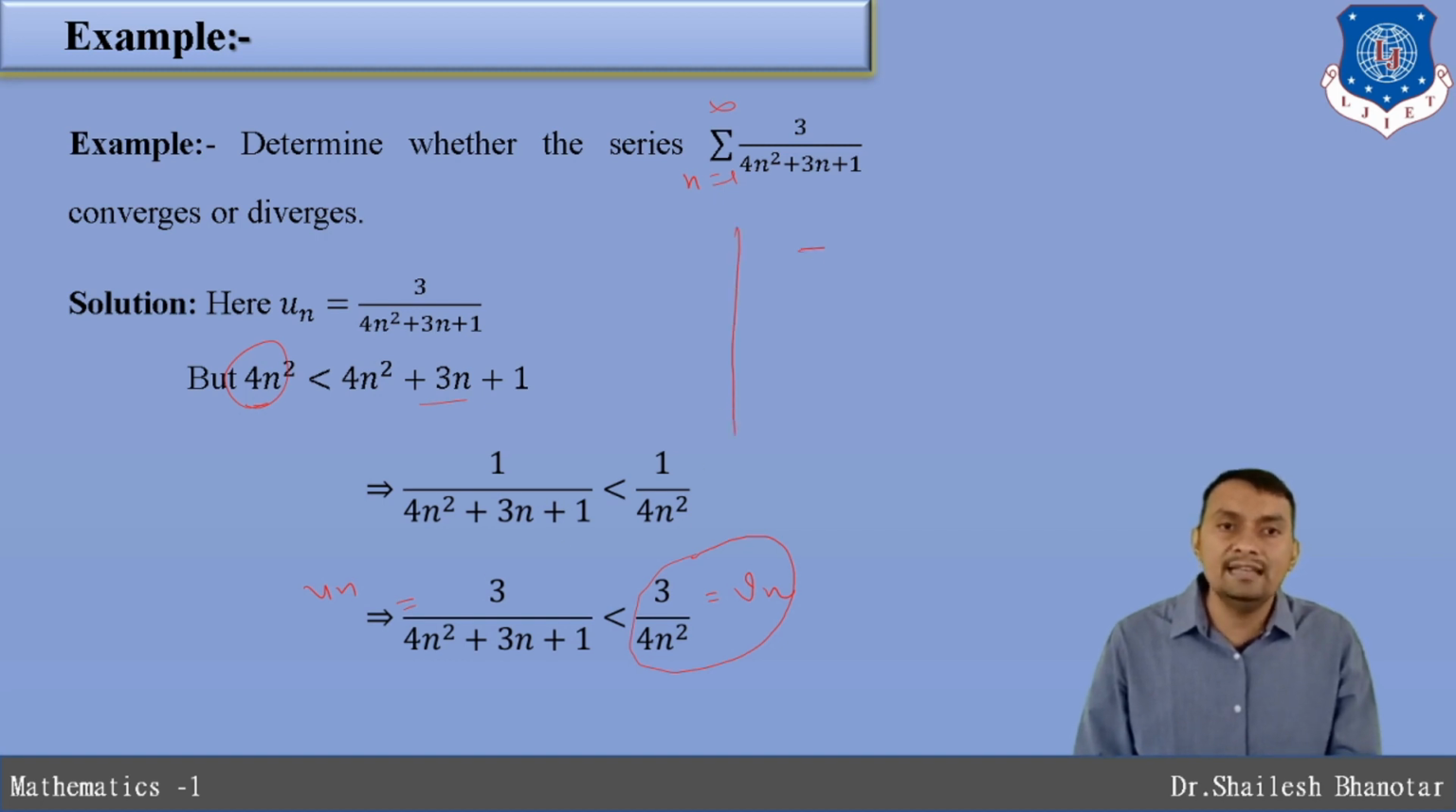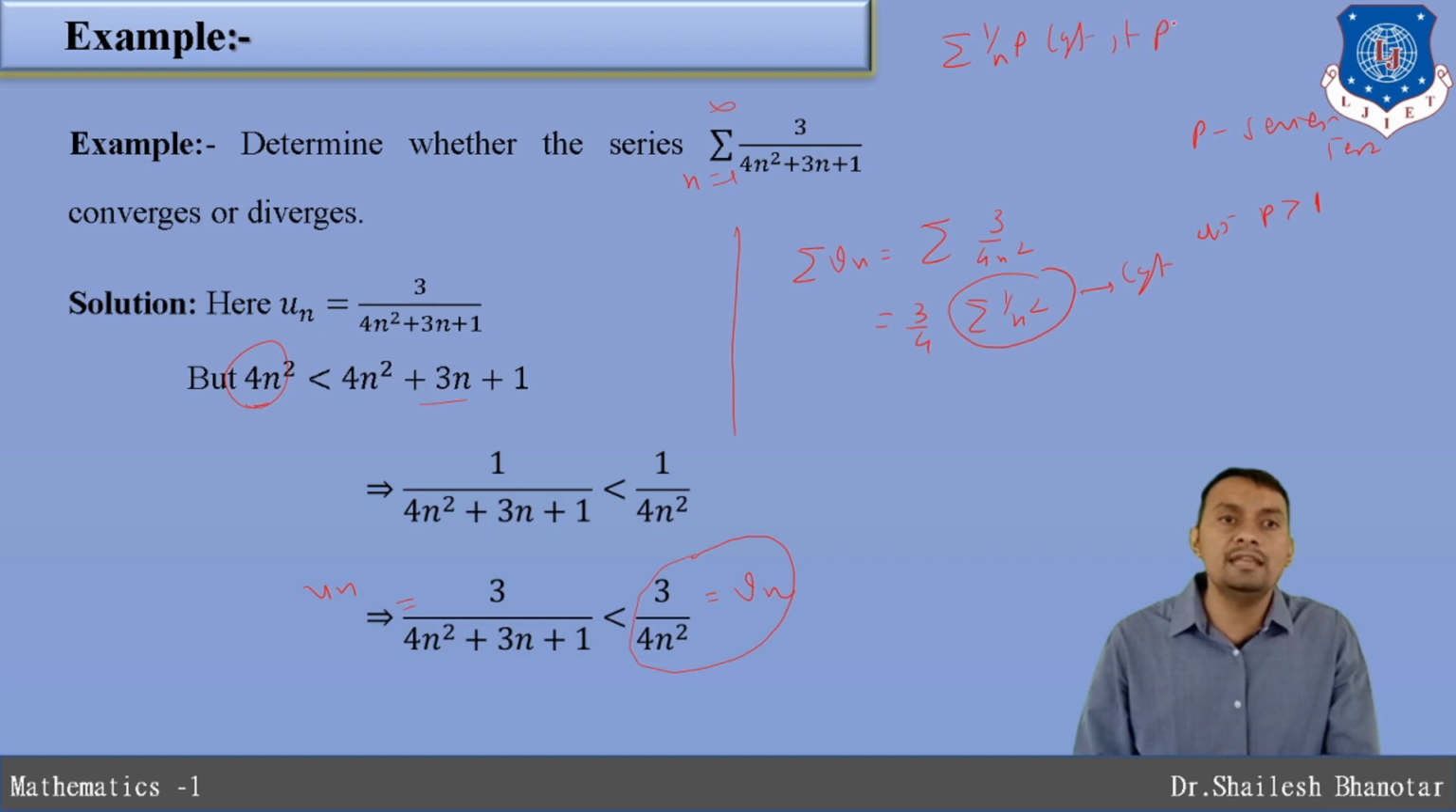The series vn is 3 divided by 4n square, and 3 by 4 is a constant quantity, so we have 1 divided by n square, and this is convergent because p is greater than 1. What does the p-series test say? 1 divided by n raised to p is convergent if p is greater than 1, and divergent if p is less than or equal to 1. So using this we can say this is convergent, and therefore the series un must be convergent.